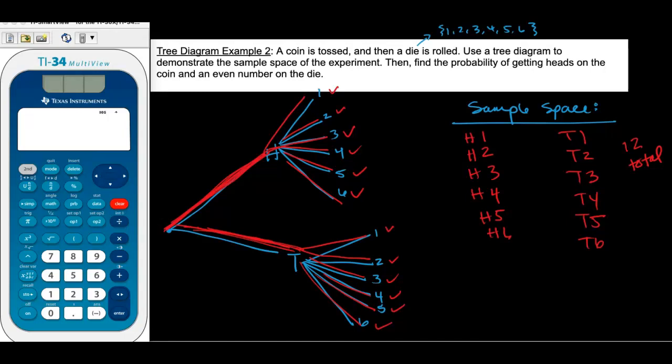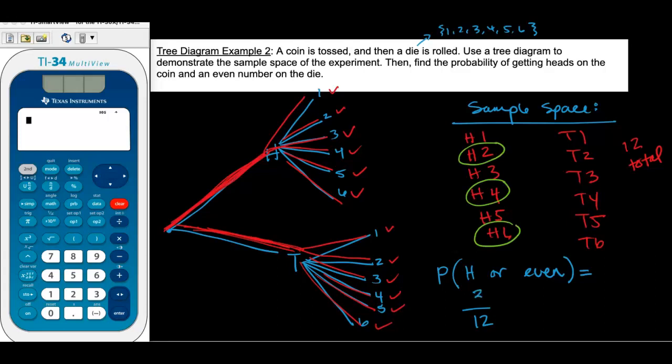And so now let's follow up with our question. So what's the probability of getting heads on the coin and an even number on the die? So shorthand notation might look like this: head and even. So I know it's going to be out of 12 because there are 12 different choices, and I'm just going to go through and circle all of my outcomes that have a head and an even number. So like a head and a 2, a head and a 4, and a head and a 6. So there are 3 different outcomes that give me a head and an even. So my probability of that is 3/12, or I could divide those by a common factor of 3 and get 1/4 or 0.25.